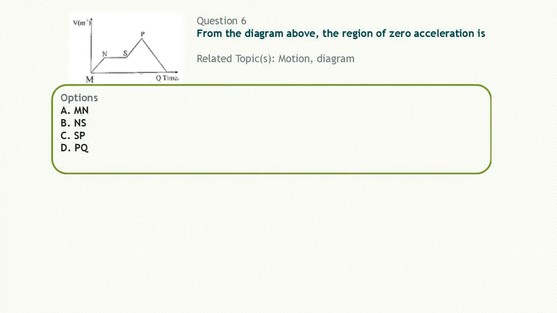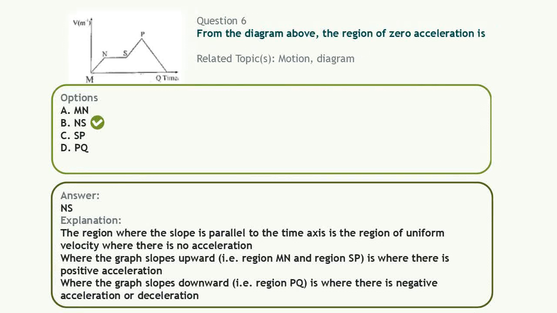Next, we have a diagram here. From the diagram above, the region of zero acceleration is, now this is a velocity time graph. That's a graph of velocity against time. On this graph, as we go up like this, the velocity is increasing. The points on this graph where the graph slopes upward are the points where we have positive acceleration. What this sloping upward means is that there is an increase in velocity over time. So this region MN is a region of positive acceleration, not zero acceleration. This region SP is also a region of positive acceleration, because this indicates an increase in the velocity with time.